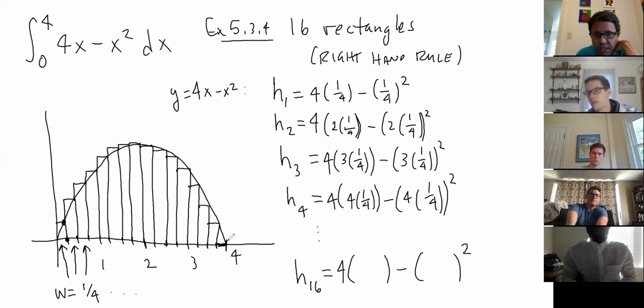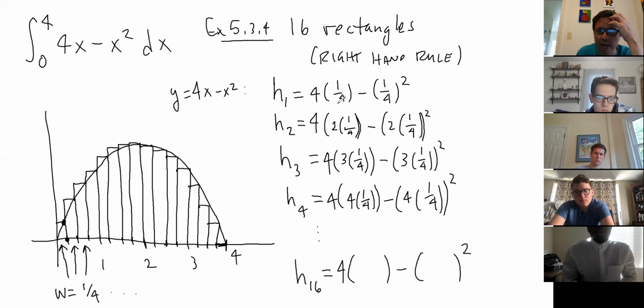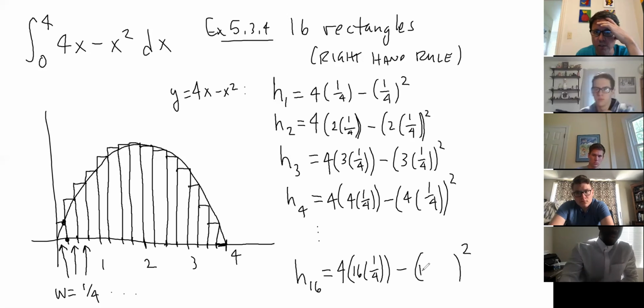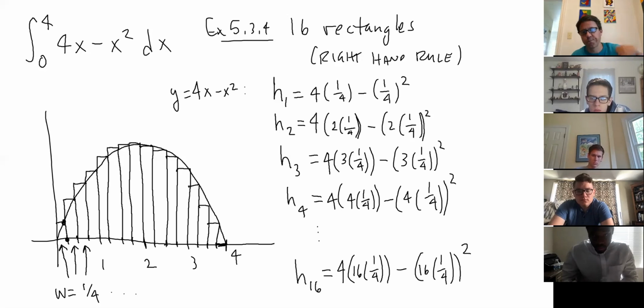That's true. But the x I'm plugging in is 4. And you can see it right in the picture. That's the point where x is 4. But to continue this pattern, I plugged in 1 quarter, 2 quarters, 3 quarters, 4 quarters. This would be 8 quarters, 10 quarters, 12, 14. I'd be plugging in 16 quarters. Correct. And since x is in both cases, I'll get that. So those are all the heights, and there's the width.